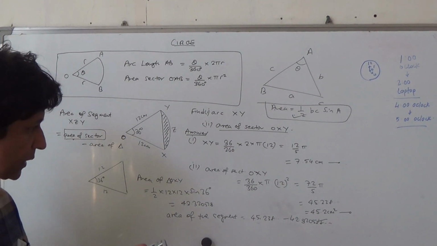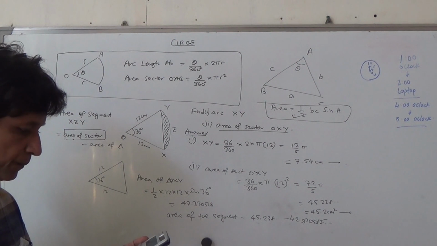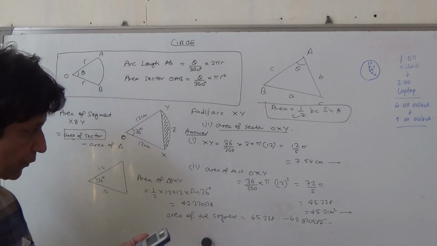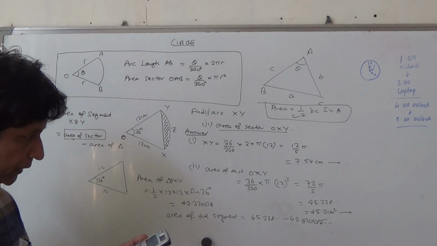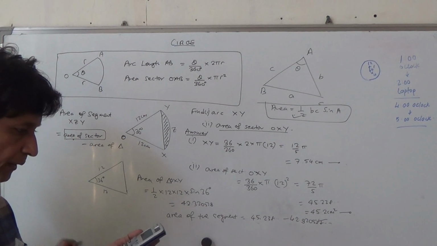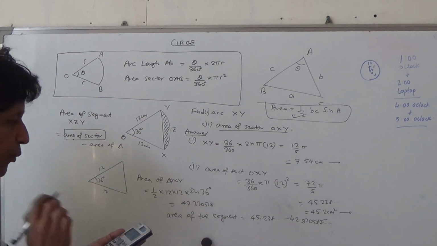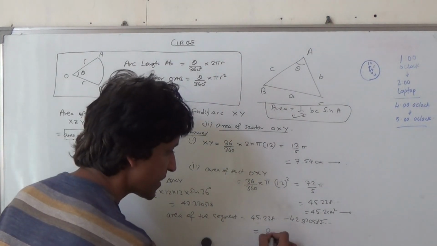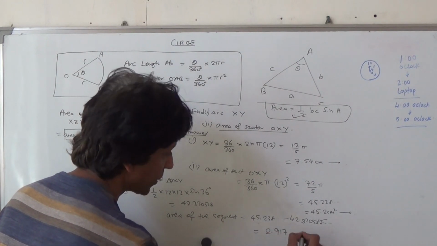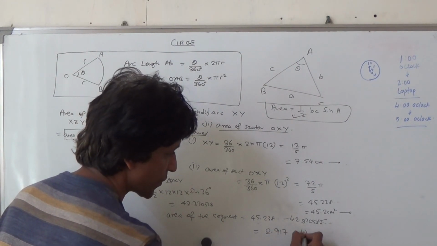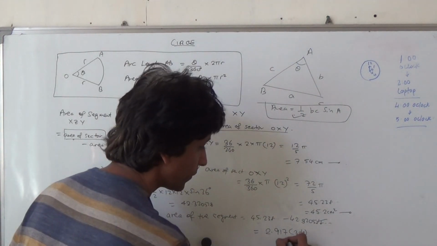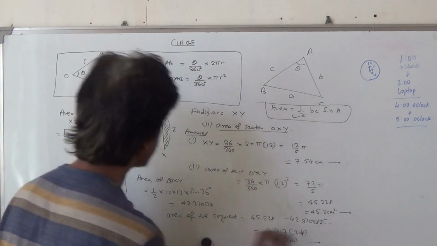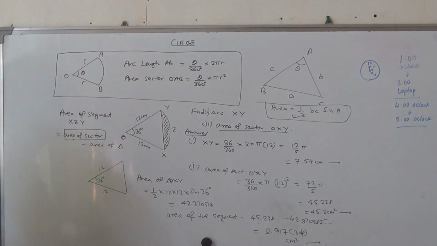45.238, take away 42.321. I'm getting 2.917. So if I want to give the answer to 3 decimal places, for instance if in the exams they tell you 3 decimal places, here we are, 2.917 centimeters squared. So that's the shaded area. Take care.